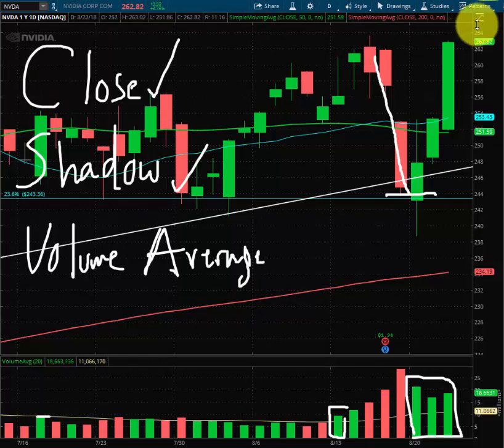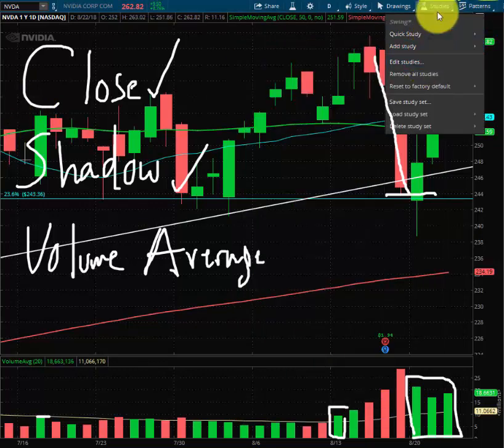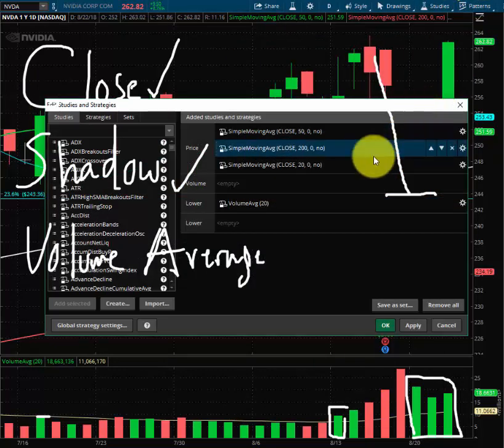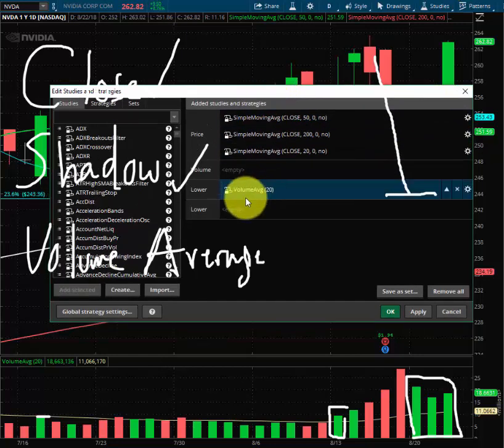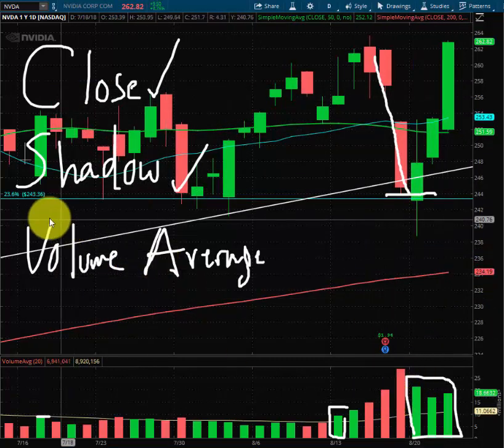Okay, so again, the study's called volume average. I'll go to my studies here. So I'm clicking studies, edit studies, and you can see it's volume AVG. And you can keep a 20 or 50 SMA on it, whatever you find is easiest. Backtest it a little bit, but it's called volume AVG. Now apply that to your chart and you'll see that relative volume coming in.